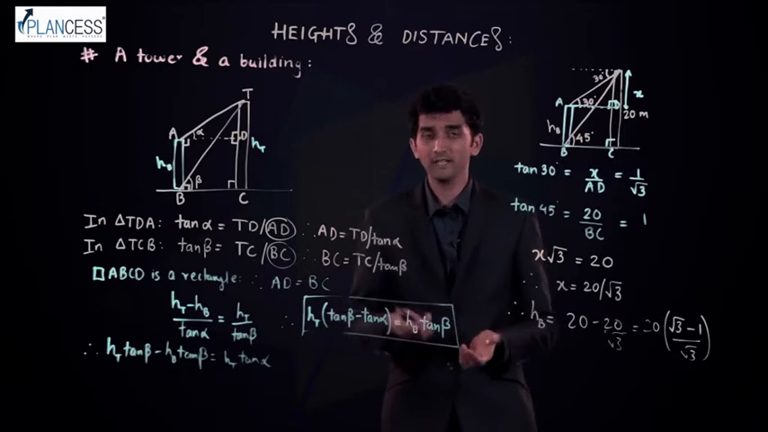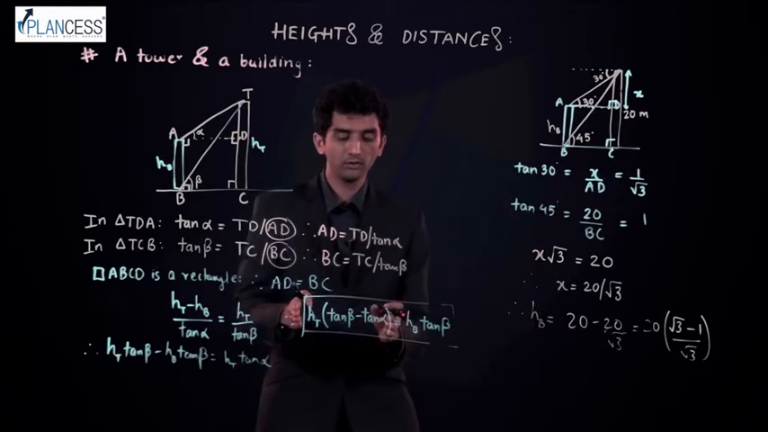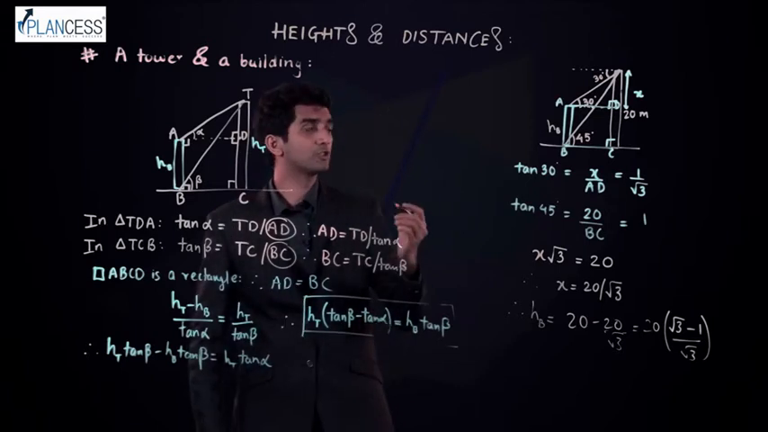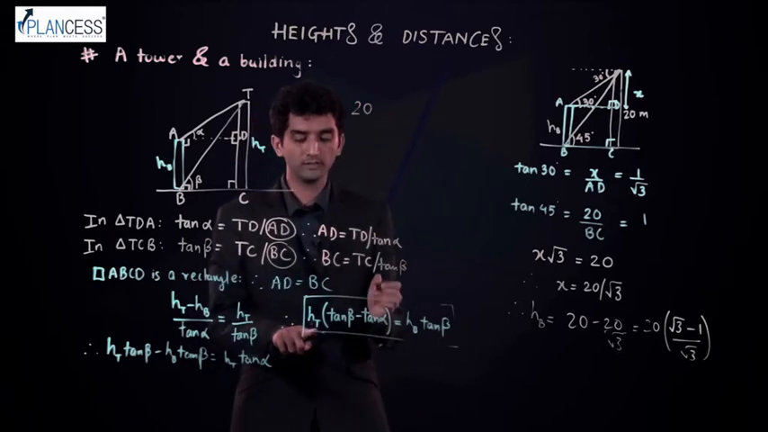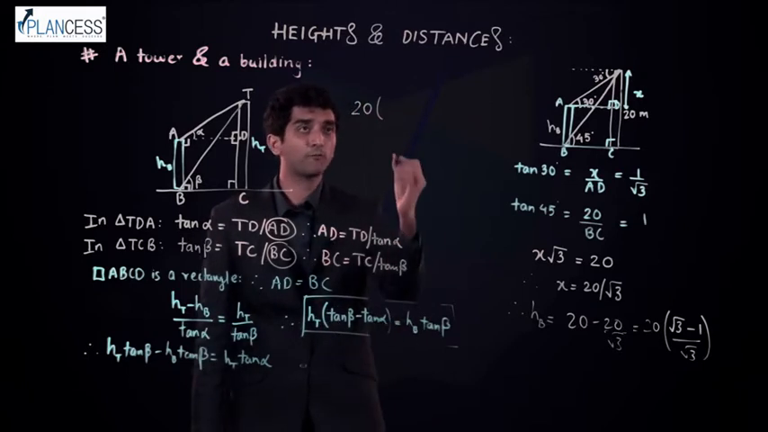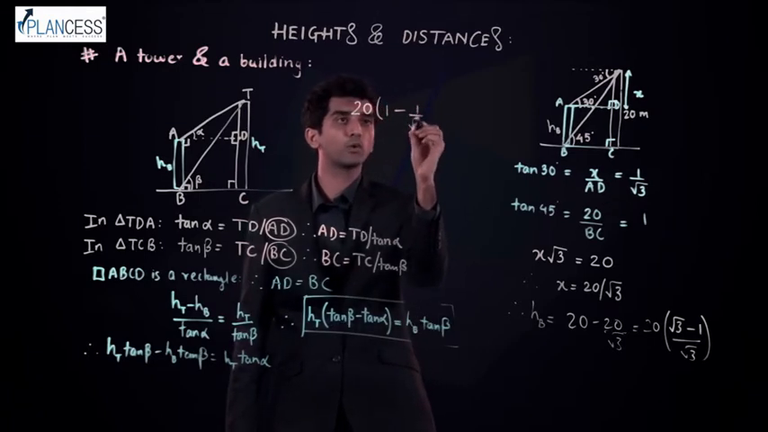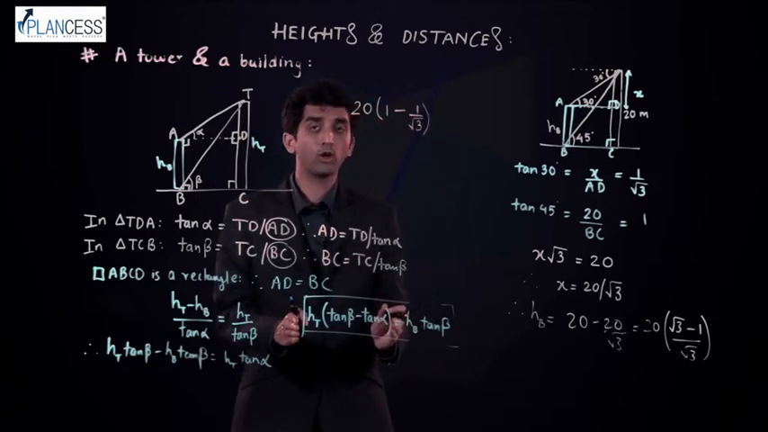So let's see if we get the same value by using this formula. HB is what we have to find out. So this over tan beta, HT is given as 20 meters. So this is 20 into bracket tan beta. Tan beta is tan 45, which is 1, minus tan alpha, which is 1 over root 3. So this is what the left hand side is.